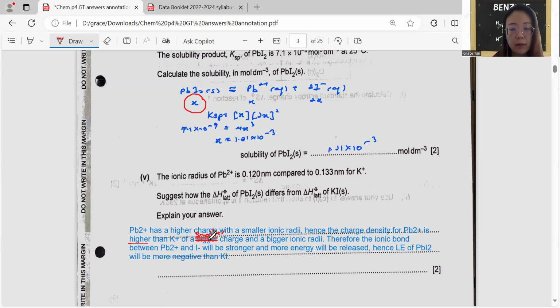And a bigger ionic radii. All right. So when you have a higher charge density, what does it mean? It means that the ionic bond or the electrostatic attraction between the Pb2+ and I- will be stronger. So what does it mean to have a stronger electrostatic attraction, or a stronger ionic bond? It means that more energy will be released. Hence, the lattice energy is more negative. All right. Very detailed explanation. Now, next.